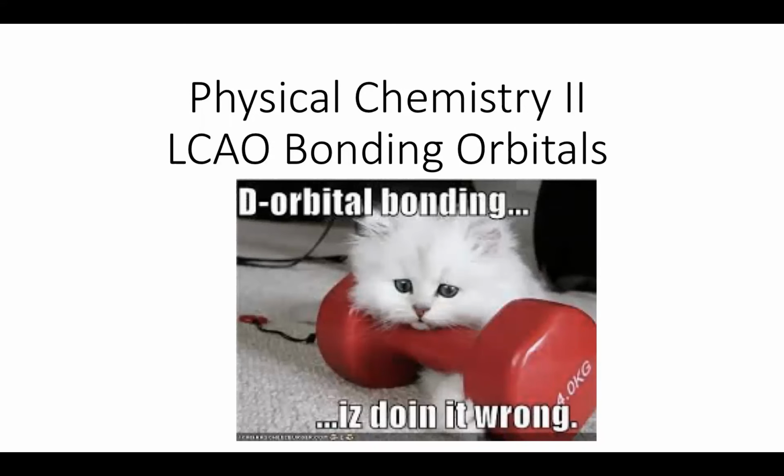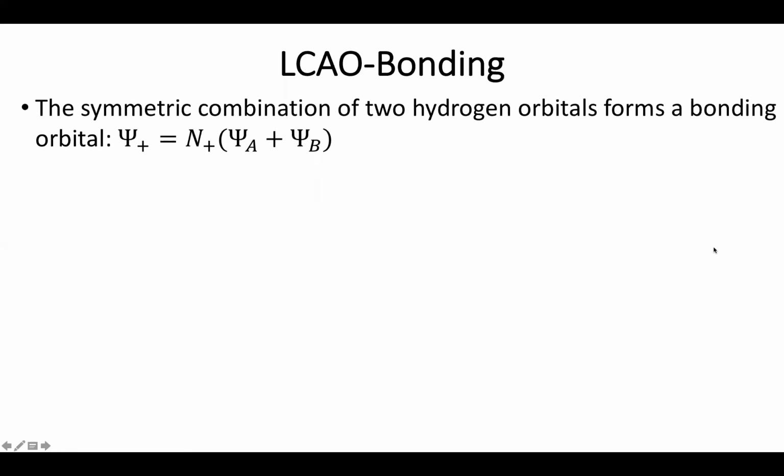Hello, everyone. So today we're going to pick up pretty much where we left off last time, talking about the molecular orbitals of the hydrogen ion. Specifically, we're going to focus in a little more detail on the symmetric combination of the hydrogen orbitals, also known as the bonding orbital for a hydrogen ion. So this is H2 plus: 1 electron, 2 protons.